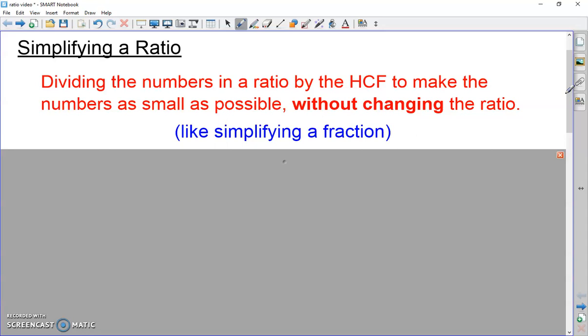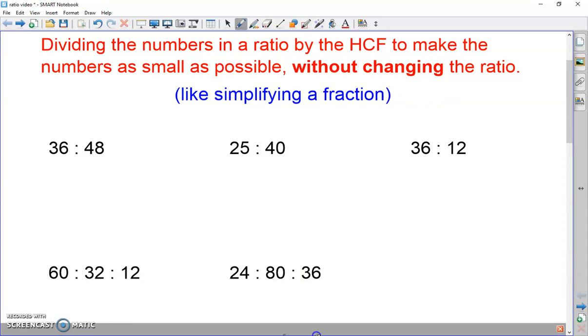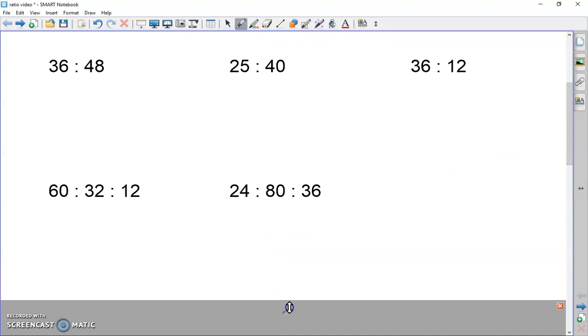It's most like simplifying a fraction, where you do exactly the same thing. You divide the top and the bottom, you get the numbers as small as you can without actually changing the fraction. So for the first couple, I'll do the first one with you, and then maybe an idea would be to stop the video and have a go at the answers yourself.